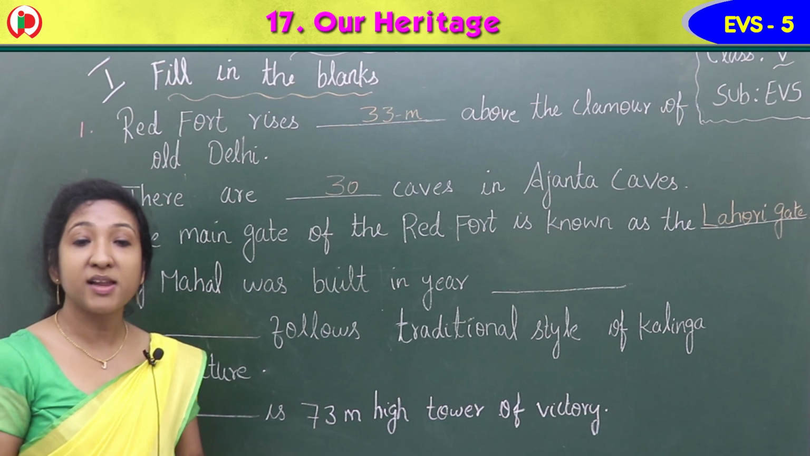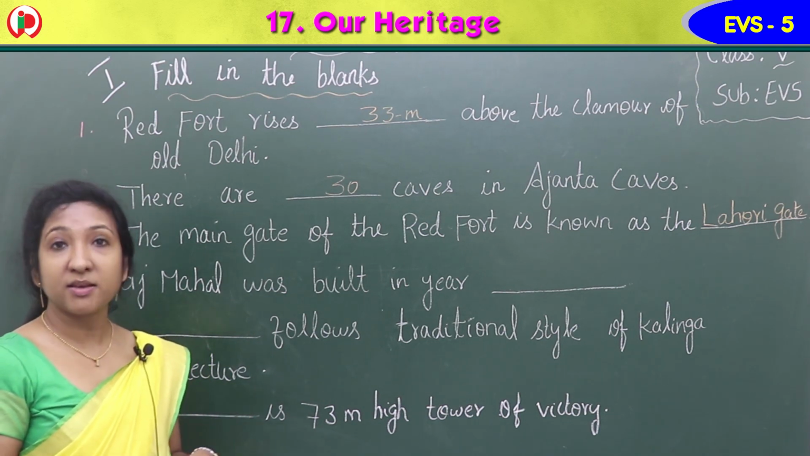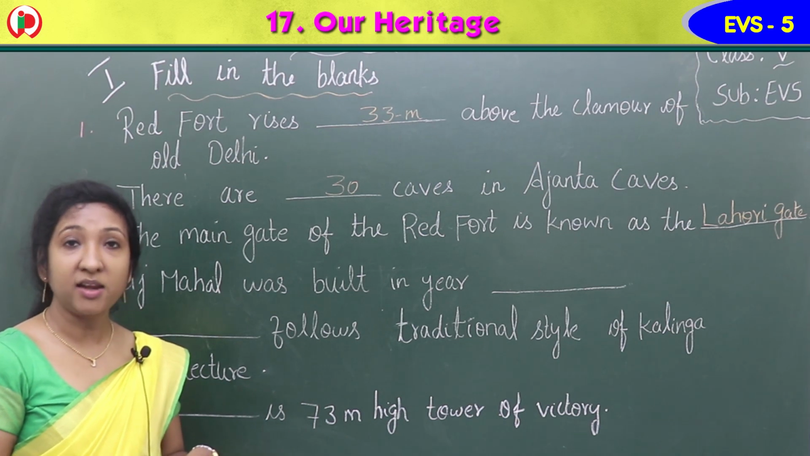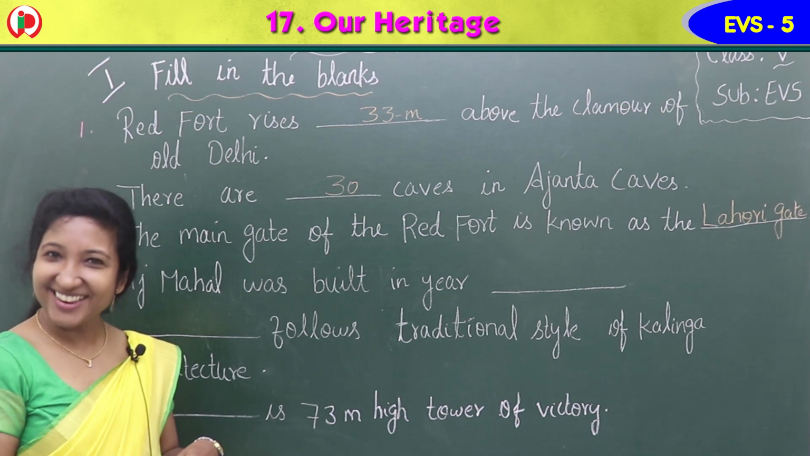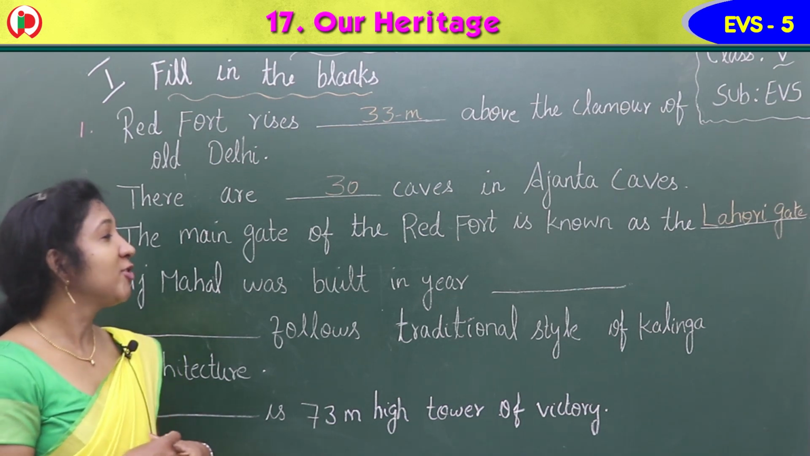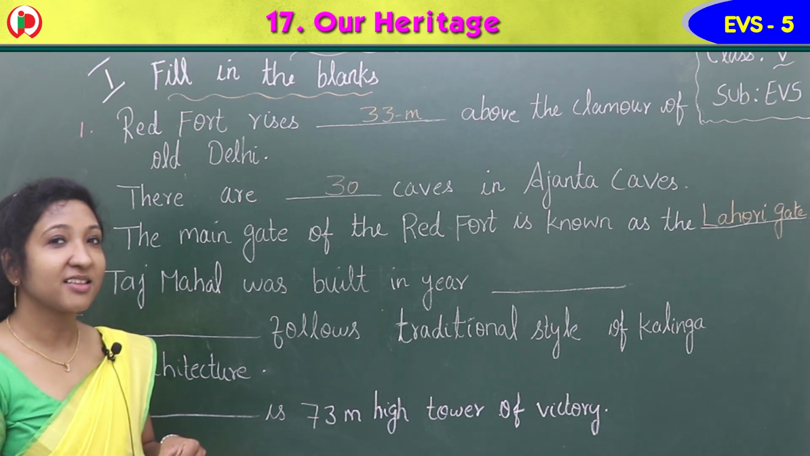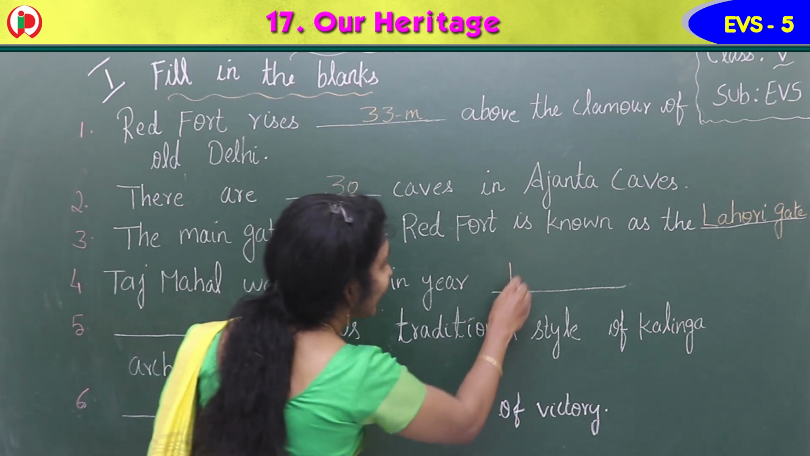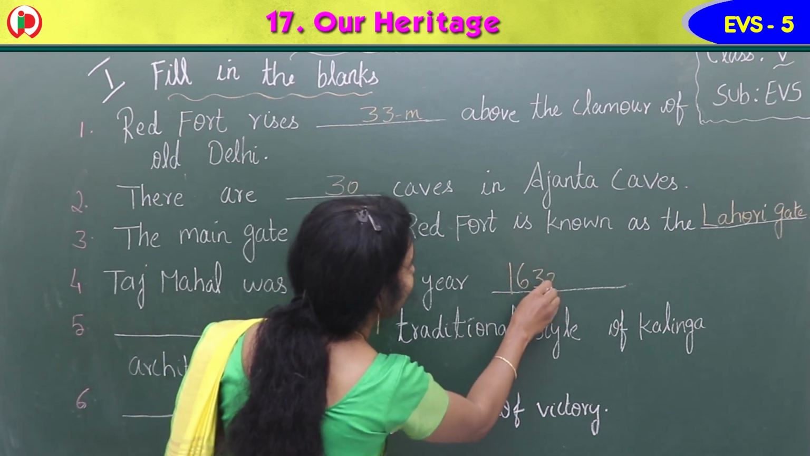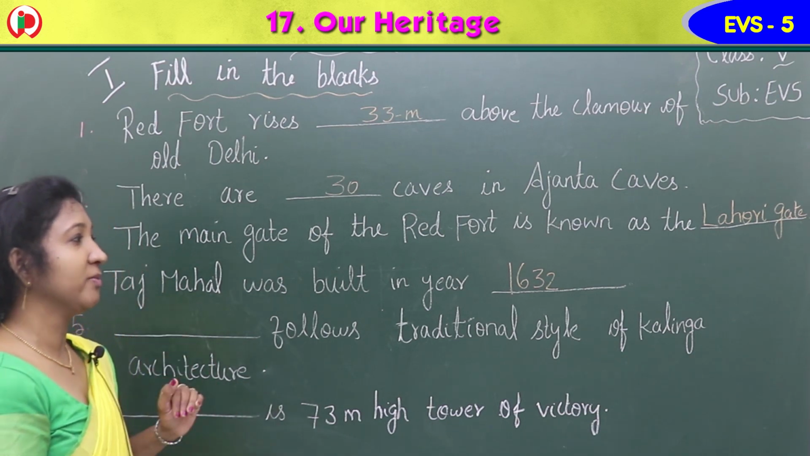L-A-H-O-R-I, Lahori, G-A-T-E, Gate. Now the fourth one, Taj Mahal was built in the year dash. Which year was the Taj Mahal built, children? It has been built by the Mughal Emperor Shah Jahan in the loving memory of his wife Mumtaz. Isn't it? Yes, very good. So, which year has it been built? Yes, it was built in the year 1632. So, Taj Mahal was built in the year 1632.